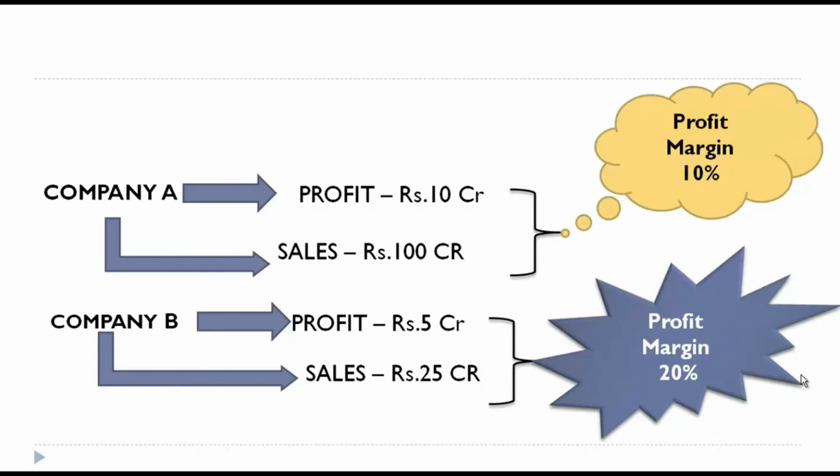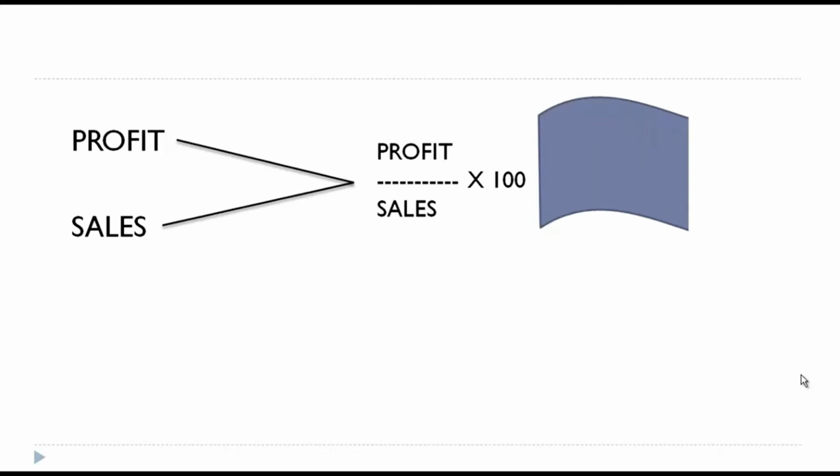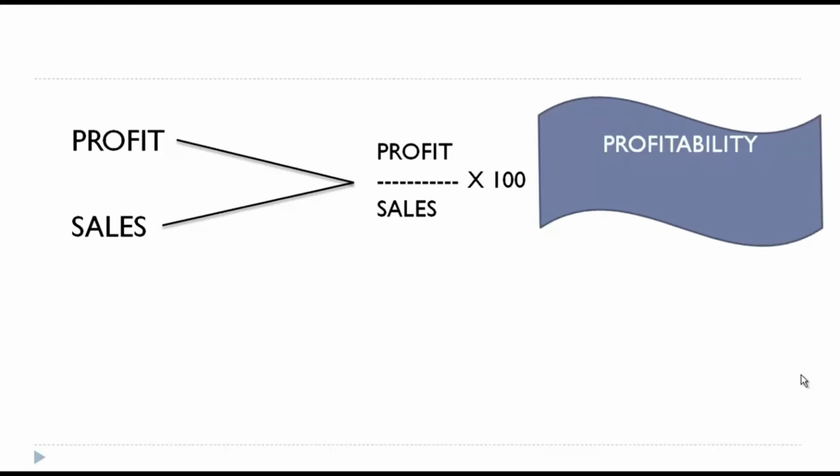So now you tell me who has done or performed well. Is it company A or company B? Obviously it is company B because it has earned a margin of 20%. So what we have done here, we have established a relationship between profit and sales, and we have calculated something called profit margin, or it can also be called as profitability.